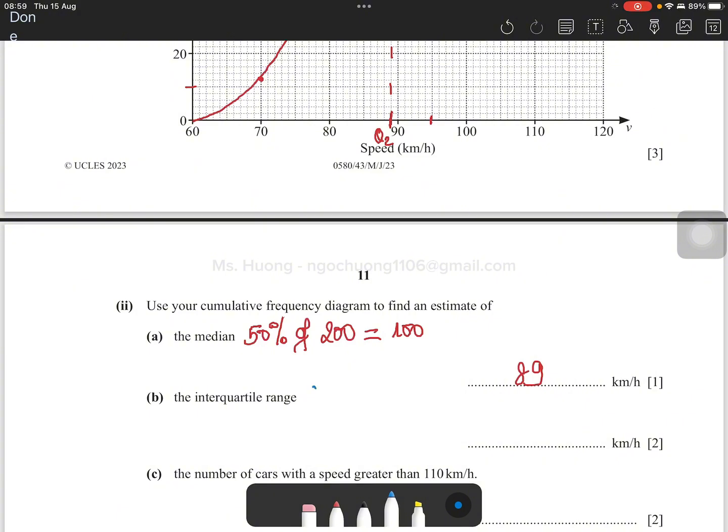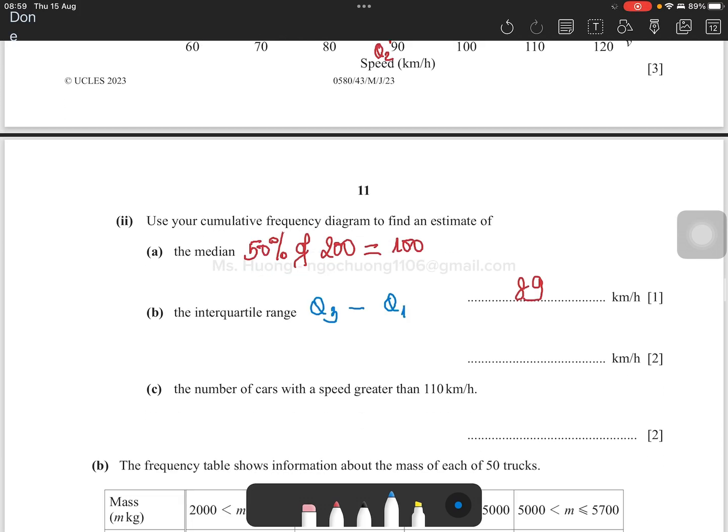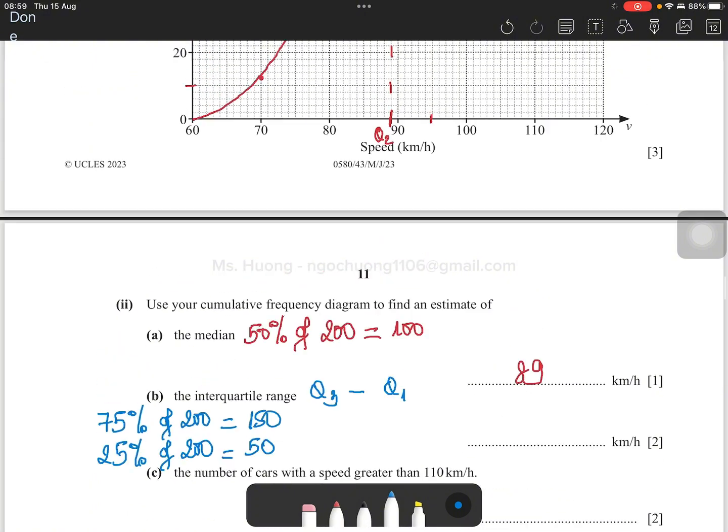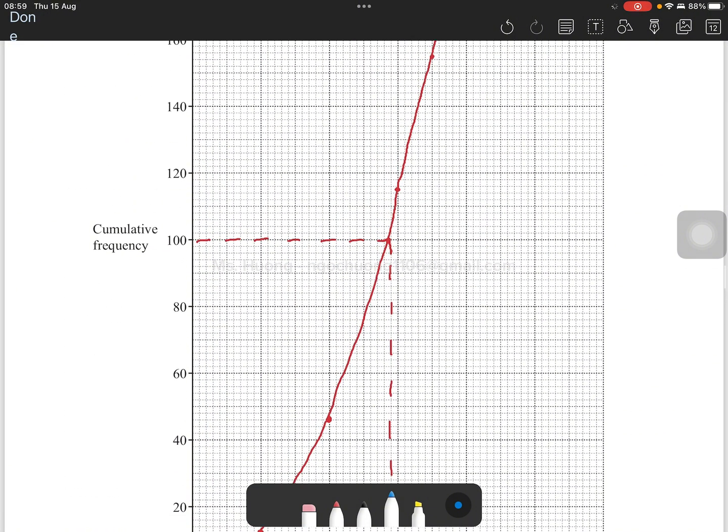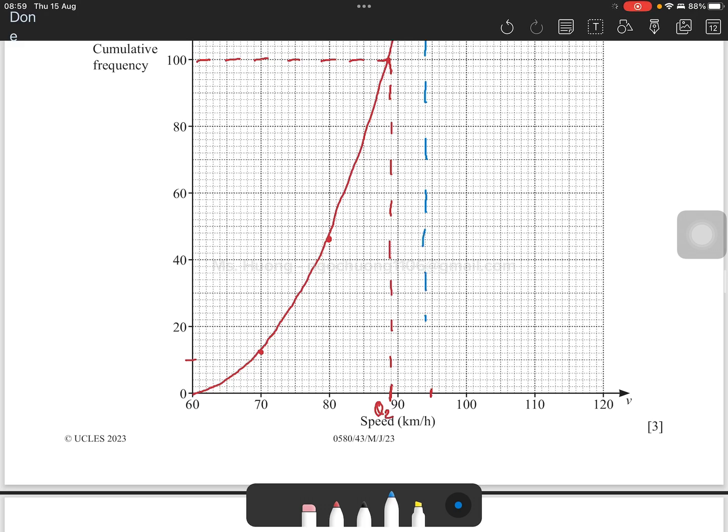B. Find the interquartile range. You know the interquartile range is equal to upper quartile subtract lower quartile. To find the upper quartile, we find 75% of 200, which is 150. And to find the lower quartile, we find 25% of 200, which is 50. So we find the 150th and the 50th value. 150 is here. We move to the right and then we move down to find the upper quartile.